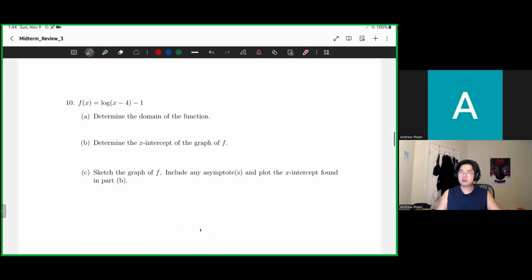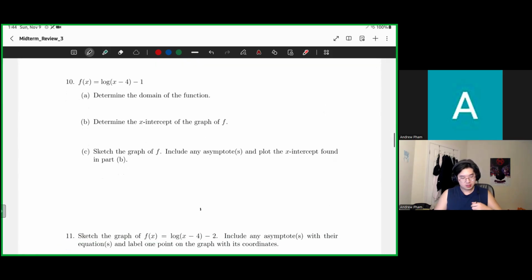Okay. Onwards to number 10. I have the function f of x is equal to log of x minus 4, minus 1. So immediately, I can say that there is a shift right 4 units. That means my domain will be x greater than 4, to infinity.